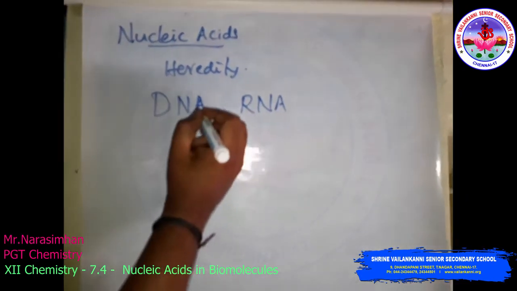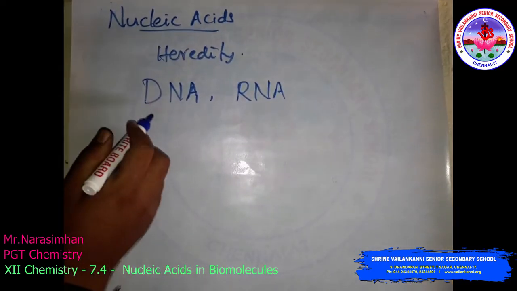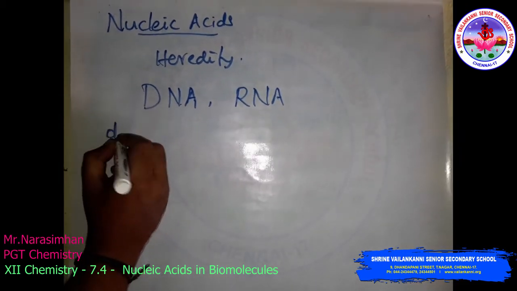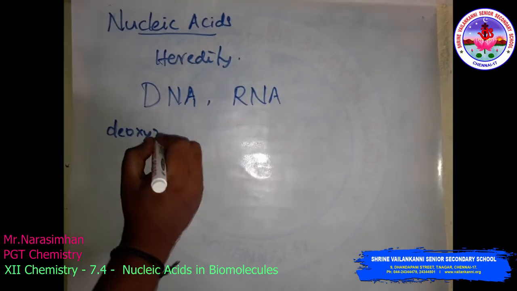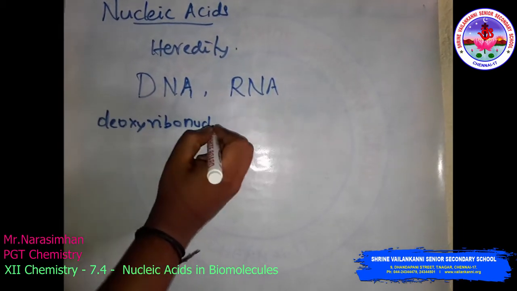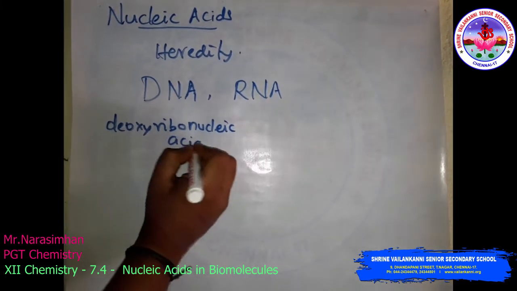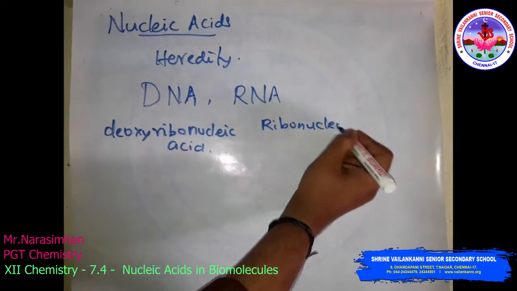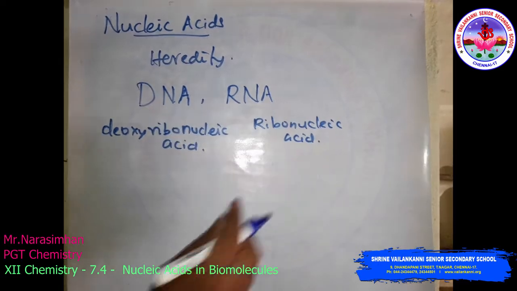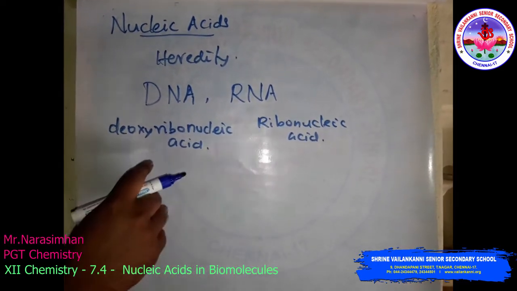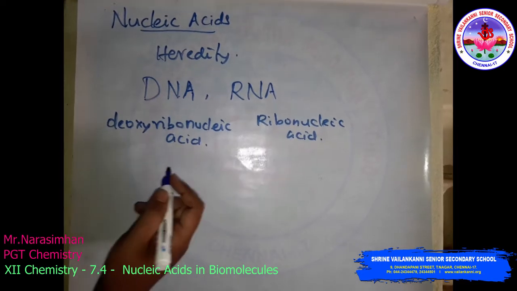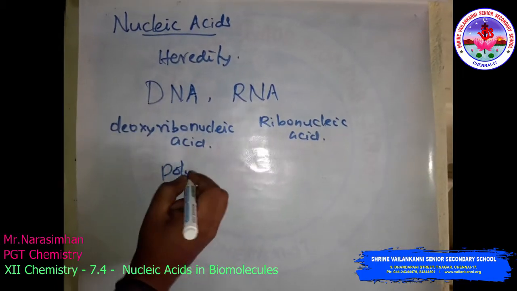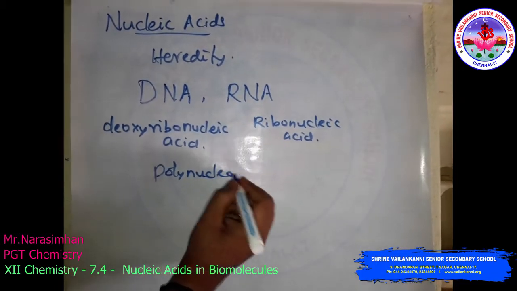DNA, as you have studied in biology, is deoxyribonucleic acid, and RNA is ribonucleic acid. Nucleic acids are long polymers of nucleotides, so they are usually called polynucleotides.